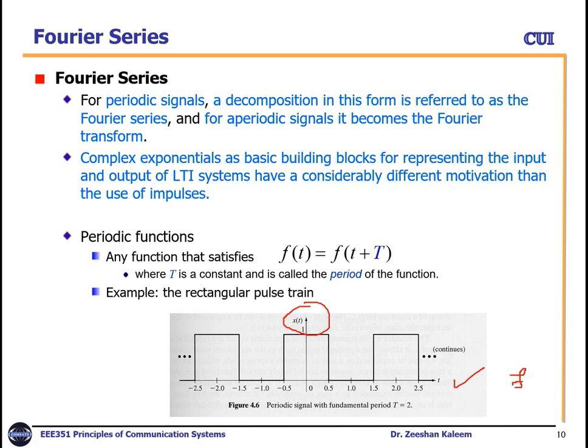So for periodic signals, a decomposition in this form is referred to as a Fourier series. Periodic means it follows this criterion, repeating after some time interval T. For aperiodic signals, when there is no constant period, so no repetition after a constant period of time, we use a term called the Fourier transform. So this is the basic difference between Fourier series and Fourier transform. And what does the Fourier series do? The Fourier series converts the time domain signal into a frequency domain signal.